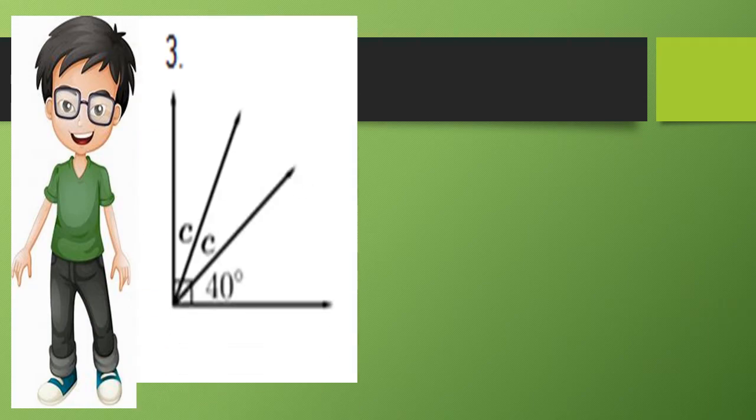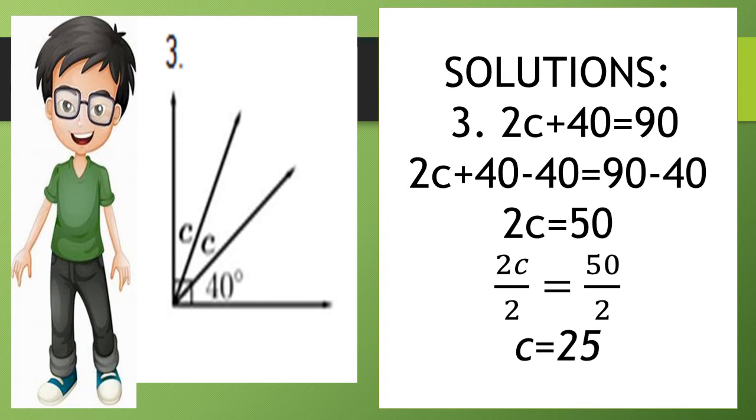For number 3, we have another right angle. We have c, c, and 40 degrees. Here's the solution. We can have c plus c, that is 2c, plus 40 degrees is equal to 90 degrees. Then we apply the subtraction property of equality. 2c plus 40 minus 40 is equal to 90 minus 40. Then 40 minus 40 is 0, and 90 minus 40 is 50.